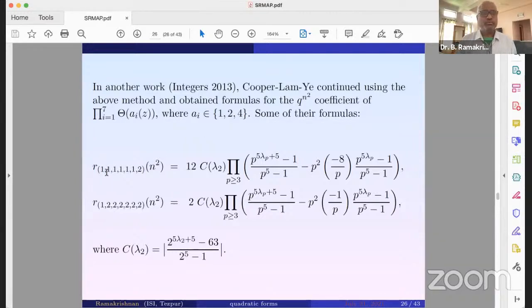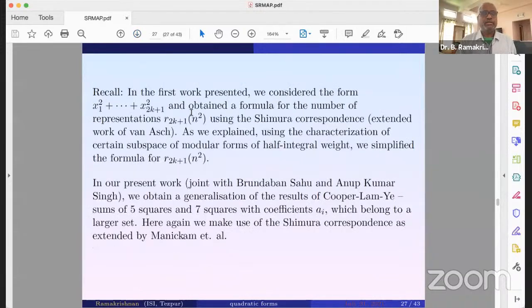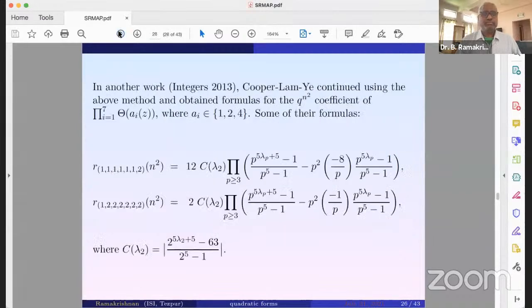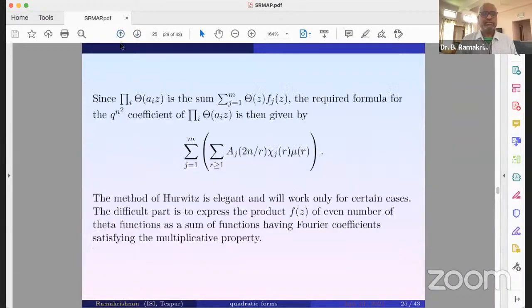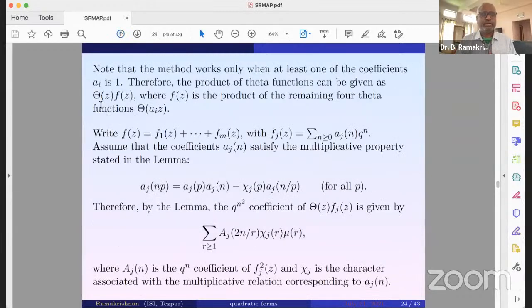So then they prove that with the coefficients 1 power 6, 2 and then 1, 2 power 6, it takes a very nice form. I think the result is exactly the same. For 7 also you write theta into f. F is the product of 6 theta functions. Again, the product of 6 theta functions is written as a sum of cusp forms with multiplicative coefficients, and then you apply the method and then sum. It is a very complicated method.